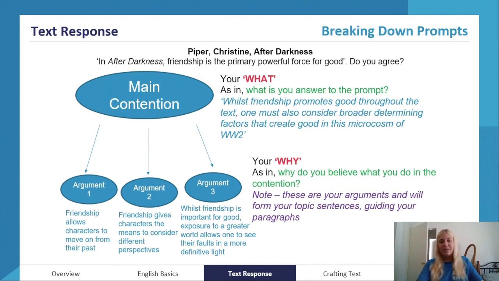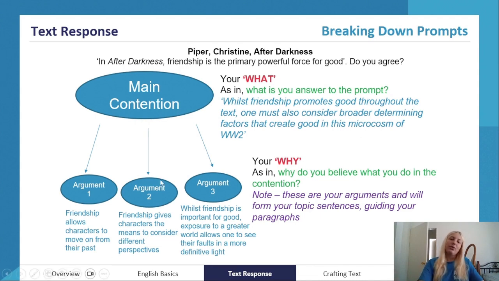Showing how it all comes together. We have a prompt in After Darkness: Friendship is the primary powerful force for good. Do you agree? Your main contention is your main answer to the prompt. Whilst friendship promotes good throughout the text, so we agree with the prompt. And here's our counter argument, is that one must also consider broader determining factors that create good in the microcosm of World War II. So we're saying that there are other things other than friendship that enable that good.